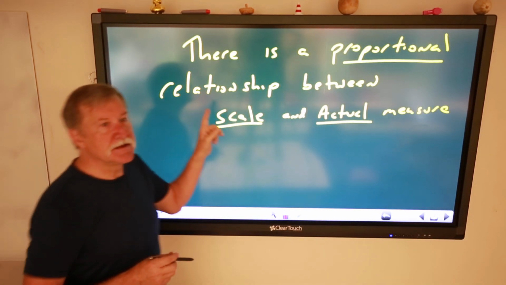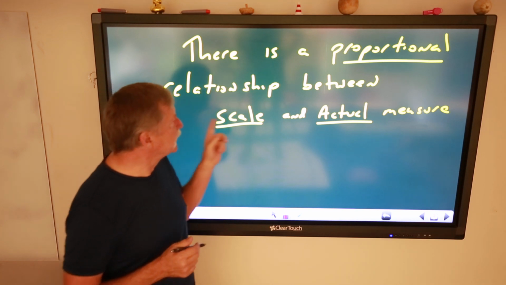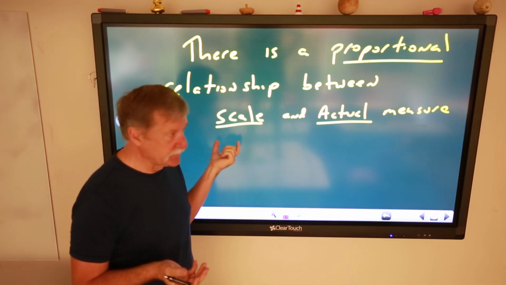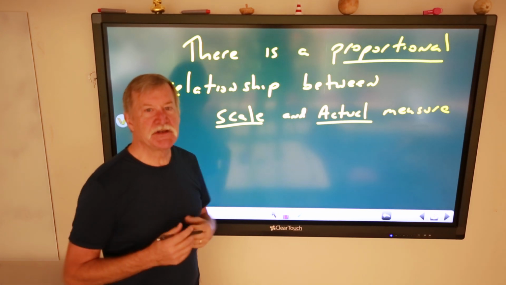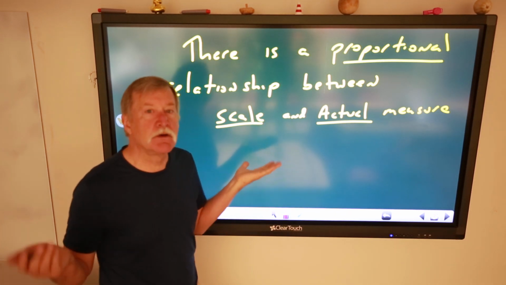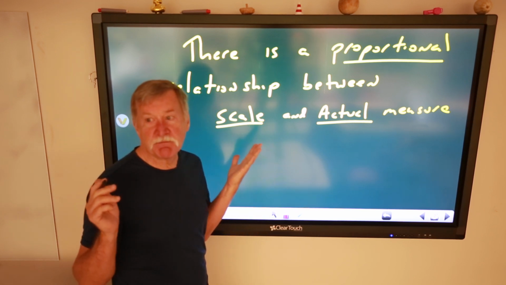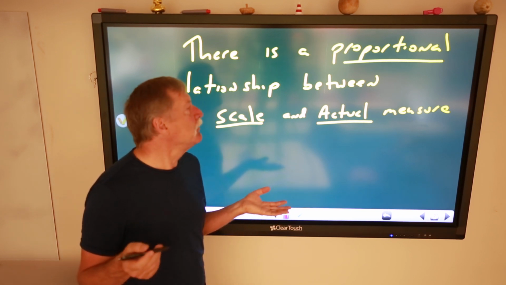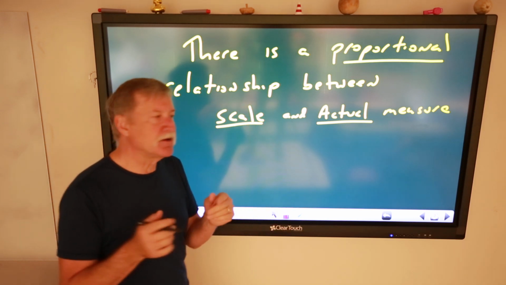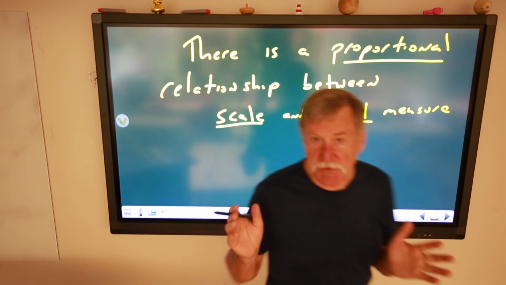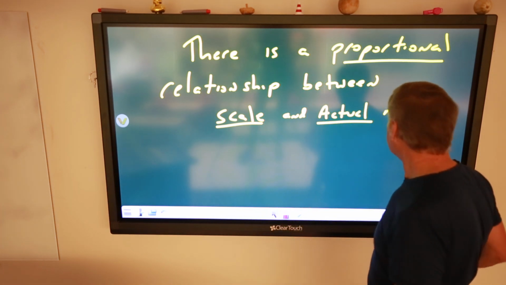The idea is there is a proportional relationship between the scale that you're given and the actual measures that are out there. We have the chance to adjust the scale or use a given scale to create drawings, diagrams, maps, whatever, that take huge amounts of space and condense them down into manageable sizes, like a map, for example.